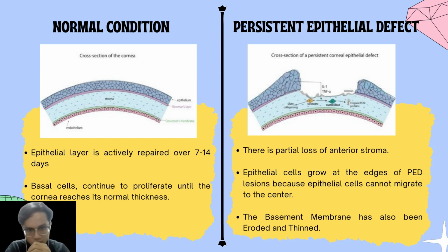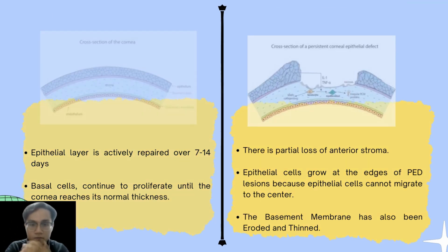It causes stromal corrosion, which you can see, and due to this, the epithelial cells cannot migrate to the site of the injury or the area of the defect due to having no basement membrane, and this will cause them to grow over the edge of the lesion.